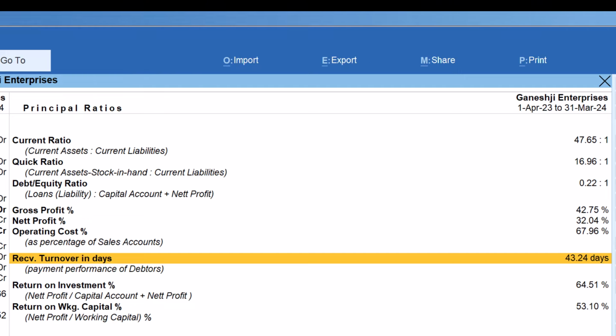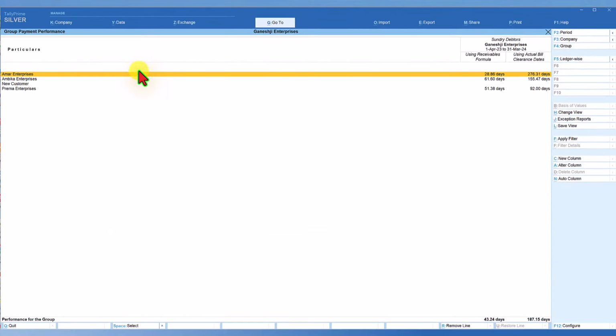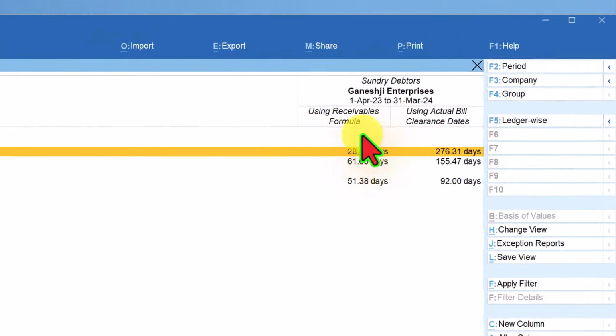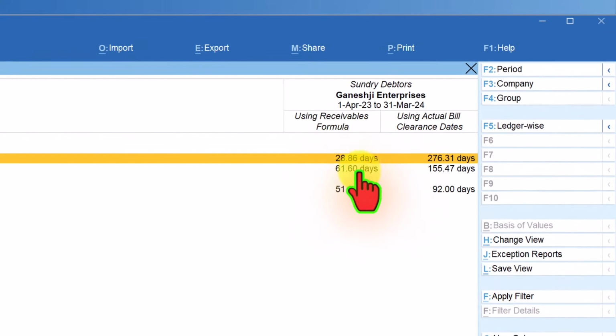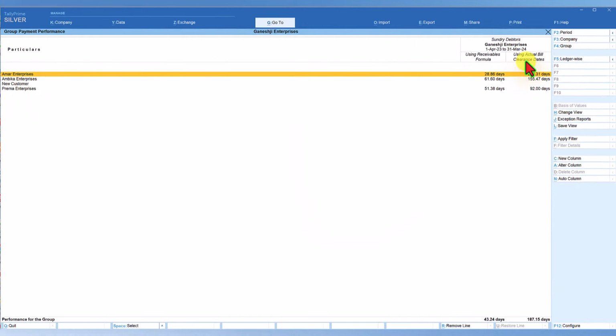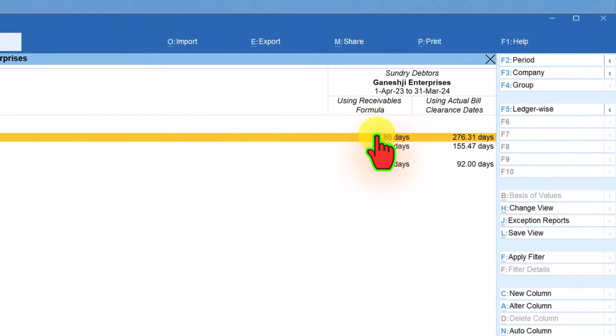Now how does Tally apply this formula? When we select this and enter, it is now going to tell you, using the receivable formula, these are the number of average days it takes to collect from each of the parties. So we see here Amar Enterprises, applying the receivable formula, it takes 28.86 days to collect, but whereas using the actual bill clearance date, it is much larger.